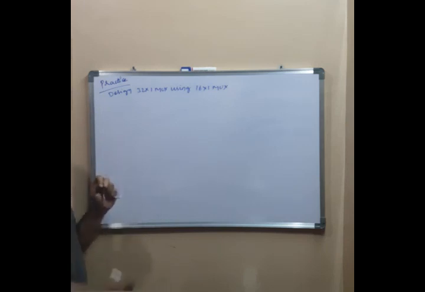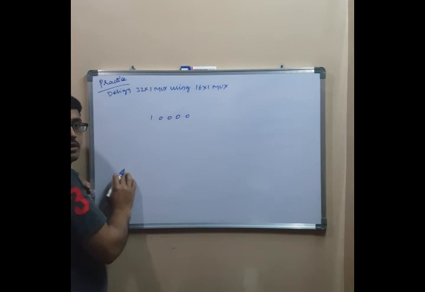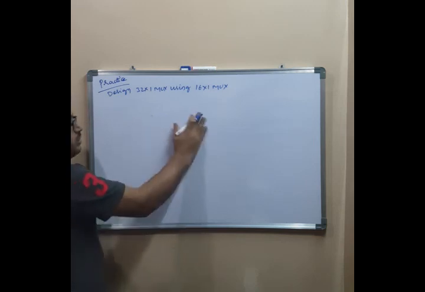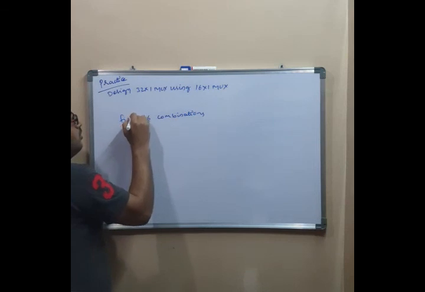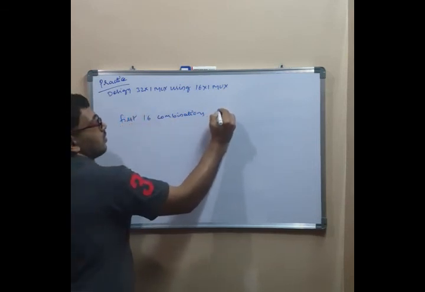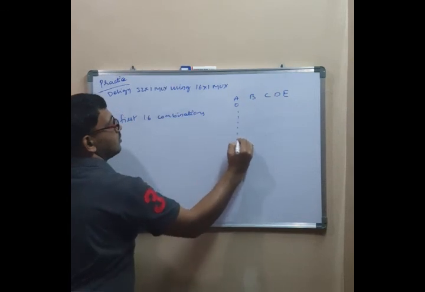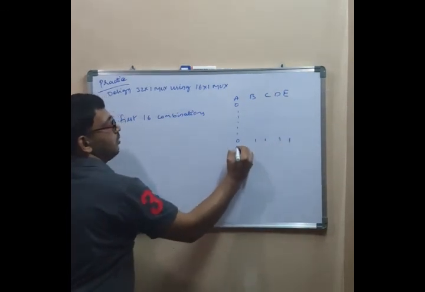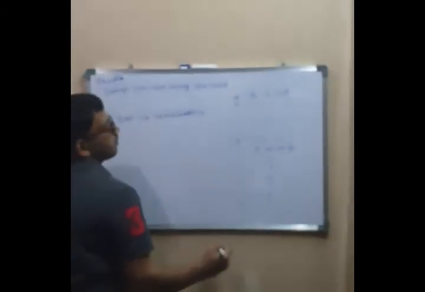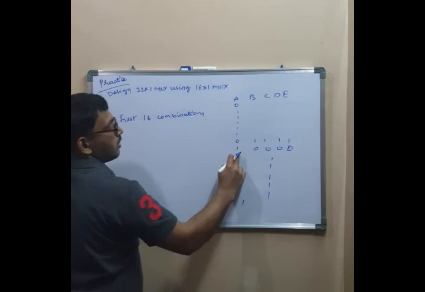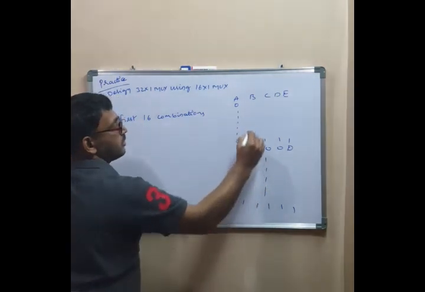You can take here for the first 16 combinations, what is the maximum 32? How will you represent 32 this way? For the first 16 combinations, A, B, C, D, E, this will be 0 0 1 1 1 1. For the next 16 combinations, 8, 4, 2, 1, 16, and 1, 1, 1. This is a truth table in short form I have written.